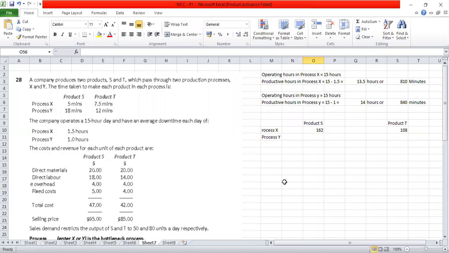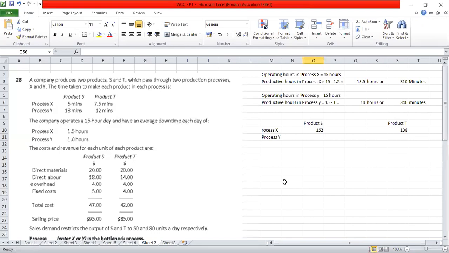We were doing this 28th question. A company produces two products S and T which pass through two production processes X and Y, and the time which is taken by the products S and T in each of these processes X and Y. So in process X, product S takes 5 minutes and 7.5 minutes by T. Similarly for Y also.